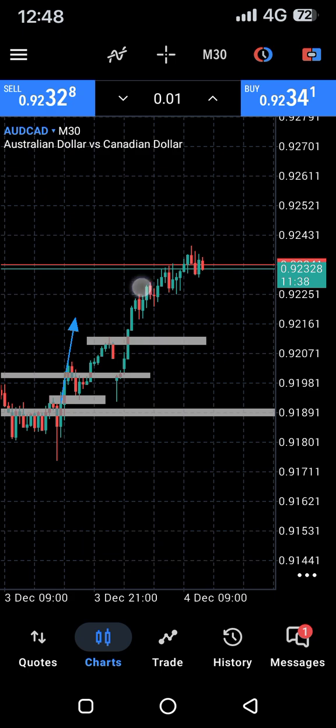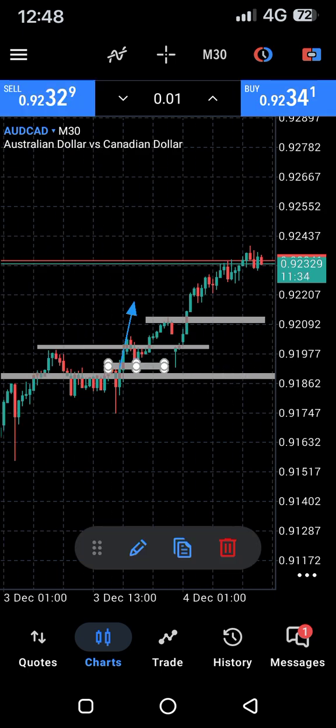So this was an indication that price wanted to go above this level. But if you are holding that trade from previously, you could have just held through even when price broke through.